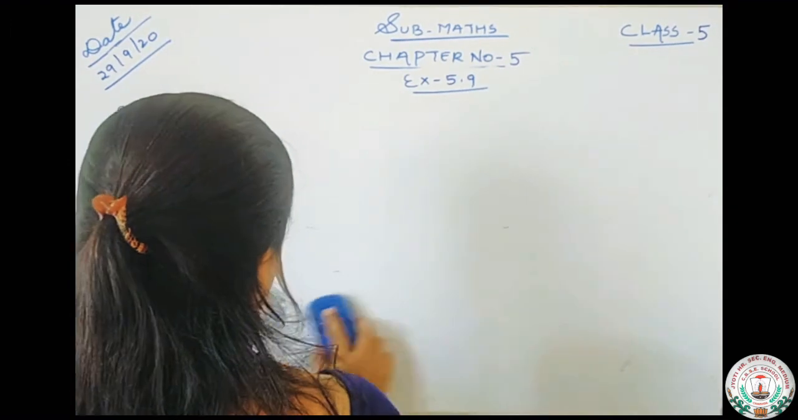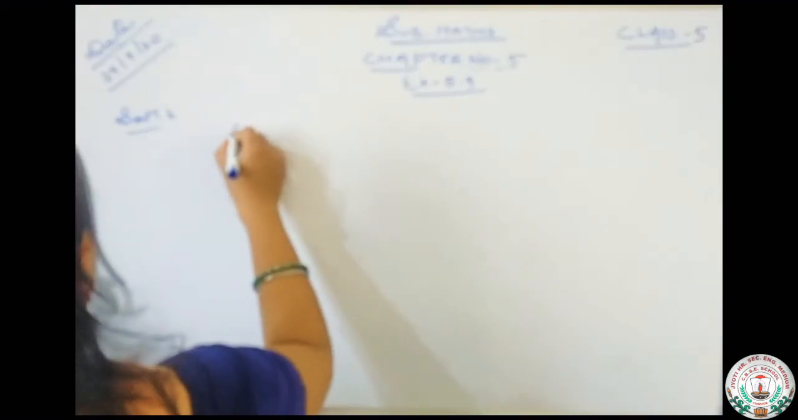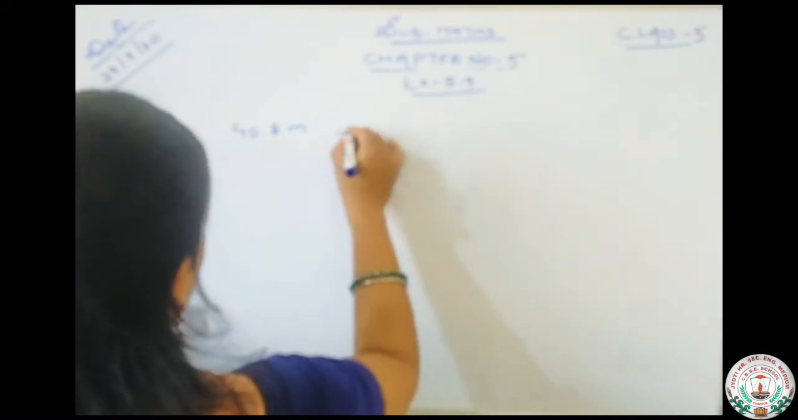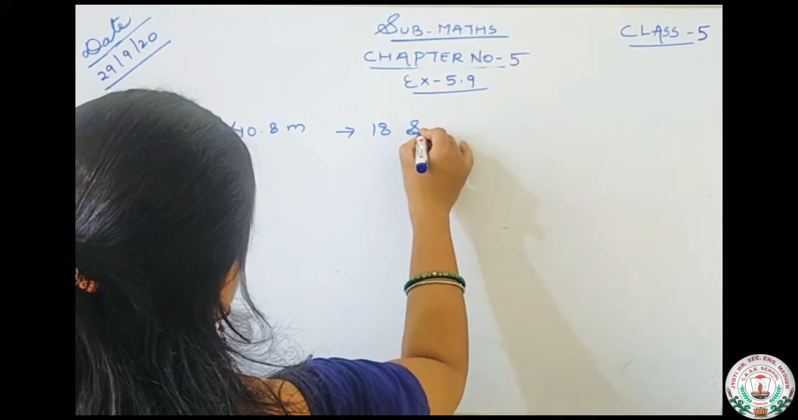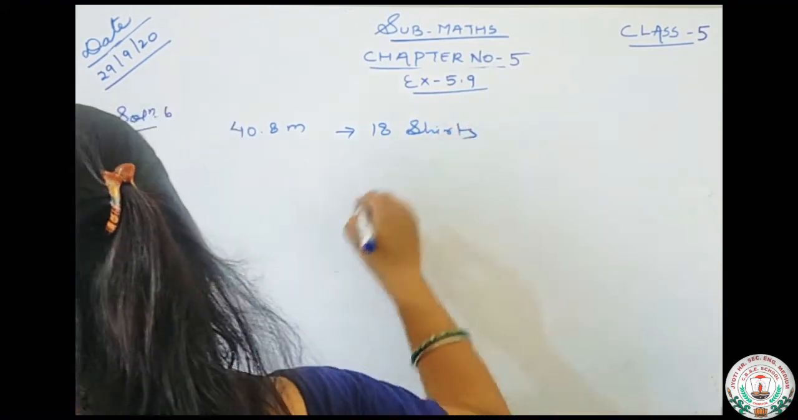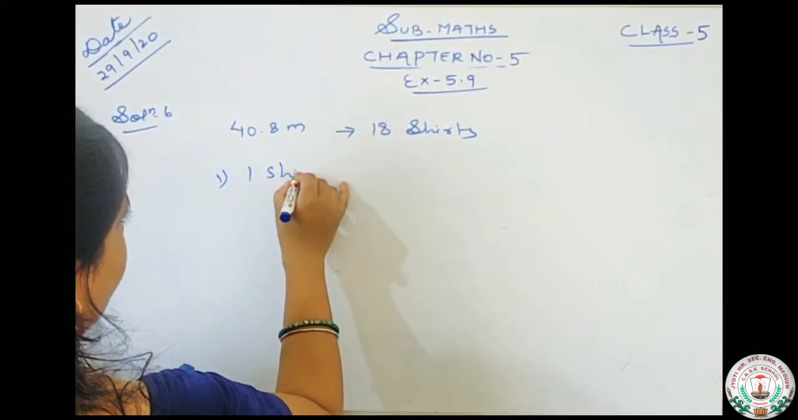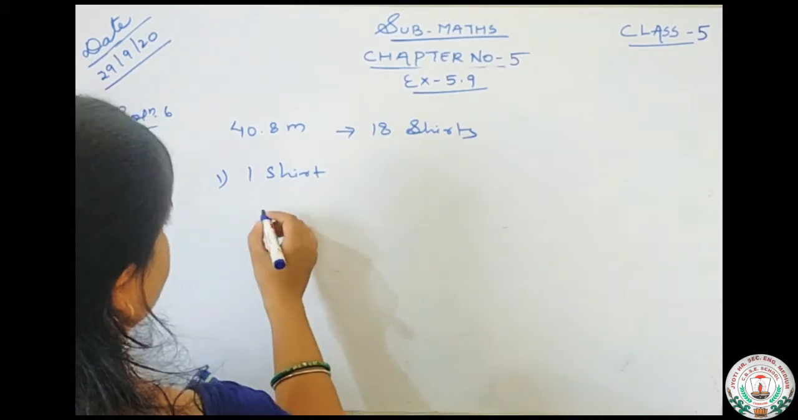What is number 6? Question number 6 is: 40.8 meter cloth is required to make 18 shirts. Then how much cloth will be required to make one shirt? First is one shirt. So how will we find it? We will divide this by 18.